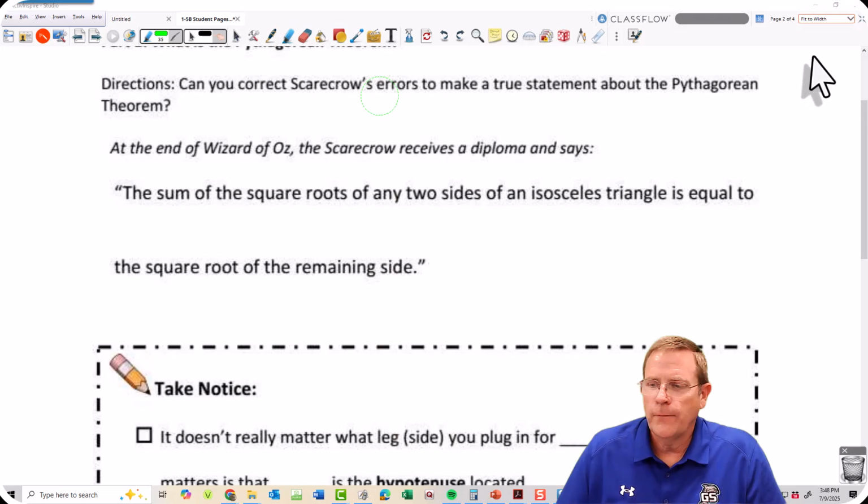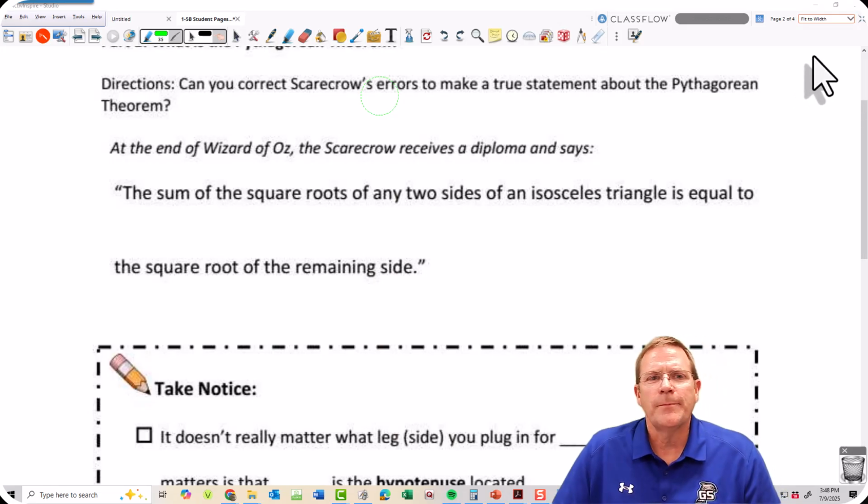So did you figure out Scarecrow's mistakes? Here's what he said. He said the sum of the square roots of any two sides of an isosceles triangle is equal to the square root of the remaining side. Lots of issues in here.